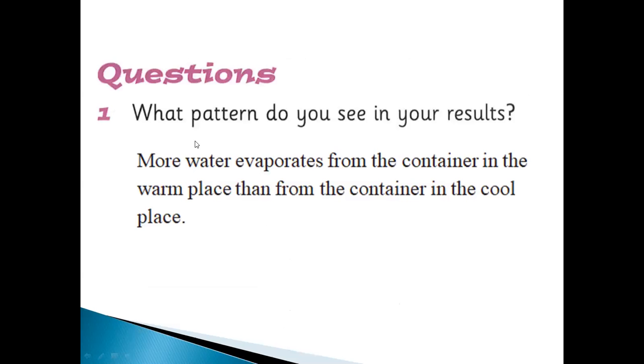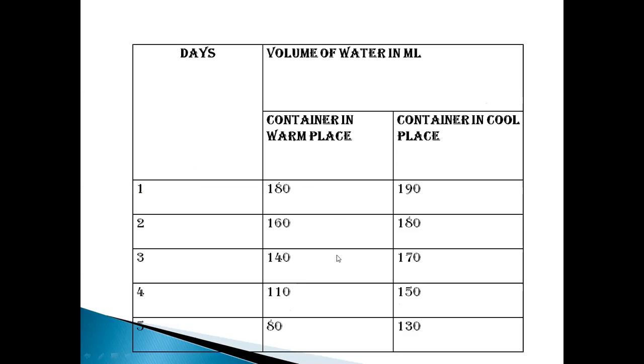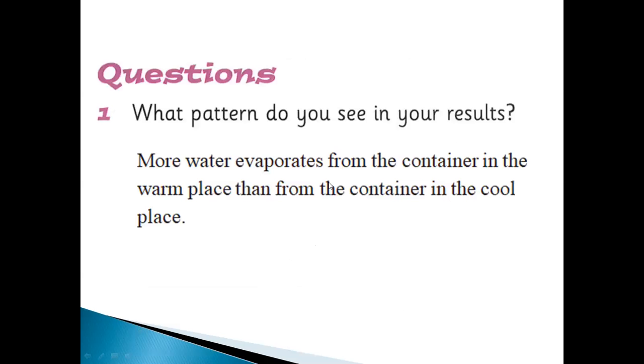So what do you expect happened? What's the result if you put your water in a cool place? So the evaporation process is slow. So the volume of water decreases, it does not evaporate much. You can see the volume of water in the container in a cool place is 130. It's not decreasing too much, but in a warm place it decreased from 180. It means 100 ml decrease in the warm place.